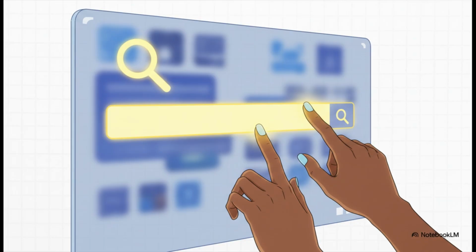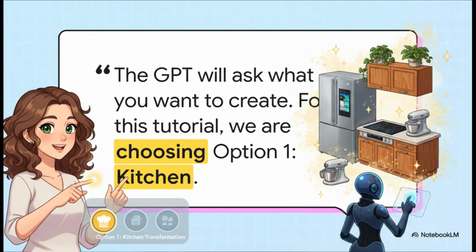And look, this isn't just some general prompt. This is a specific custom-built GPT that's designed to do exactly what we need. Once you get the chat started, it's incredibly easy. The GPT will just ask you what you want to create. For this explainer, we're going to go with option 1, a kitchen transformation. It's just one click, and the AI immediately gets to work for us.